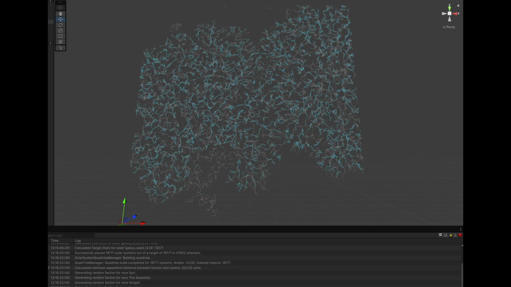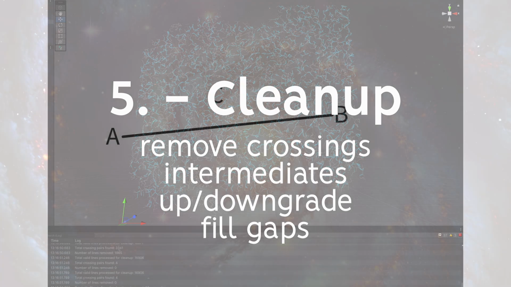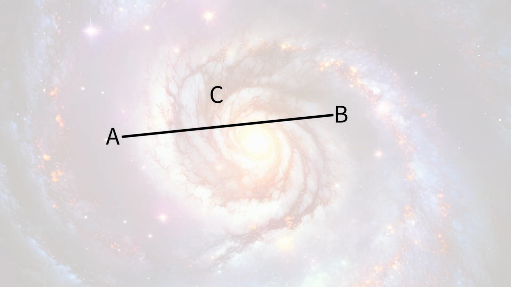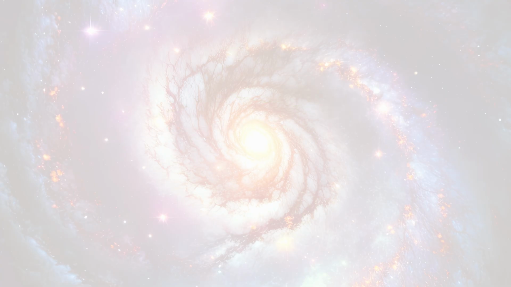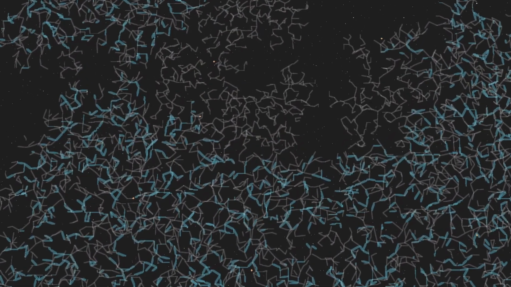Now, all those connections are a mess, so the generator has to clean them up. This is also a multi-step cleanup process. We get rid of connections that cross over each other, then we check if a route from star A to B passes close to star C, and if so, we split it into two, making AC and CB. We upgrade or downgrade trade route types based on the connections around them, and then we fill in gaps between nearby systems that were missed. As you can imagine, this is a lot of work.